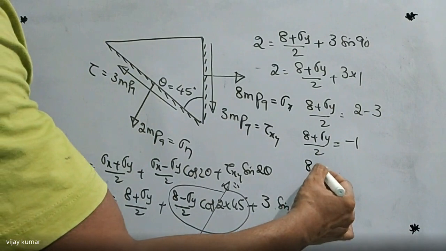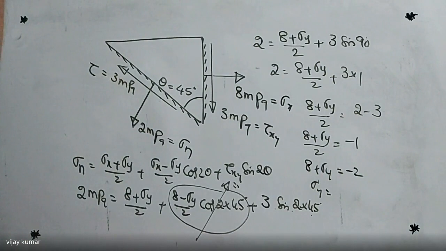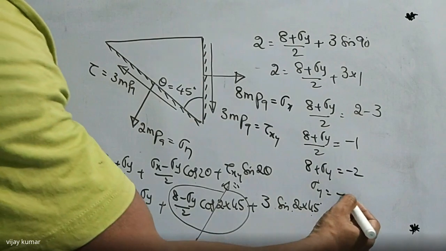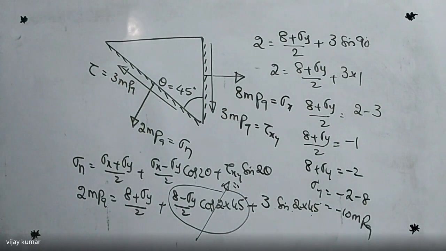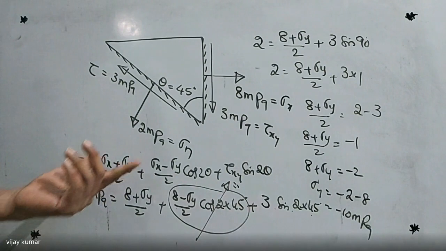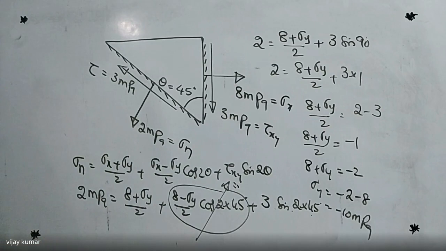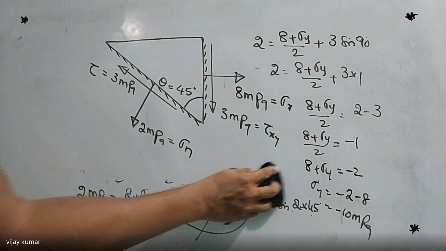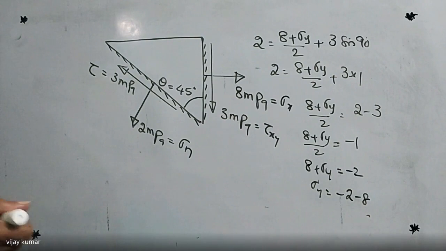That is, 8 plus sigma y is equal to minus 2. Sigma y is equal to how much? Tell me. That is nothing but minus 2 minus 8, so we get minus 10 megapascals. After finding sigma y, automatically we can use the formula for the maximum and minimum principal stresses in the biaxial and shear case. We know the formula very well, so substitute and we can get them.